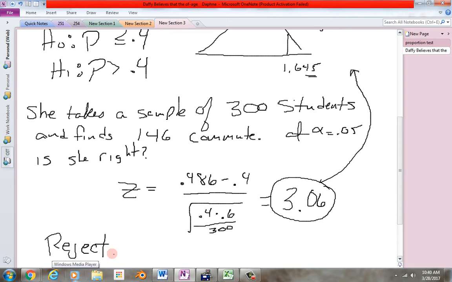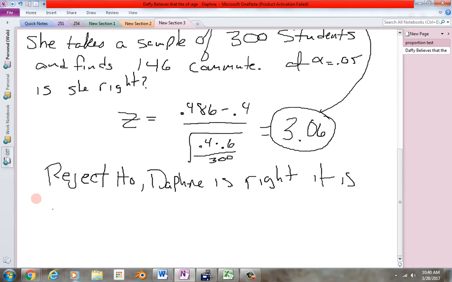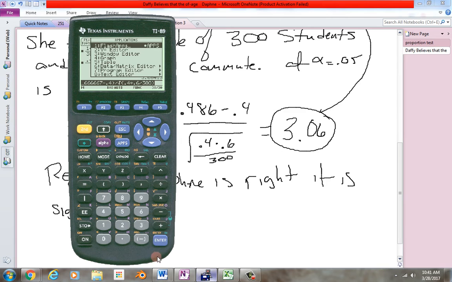Reject H0. Well, Daphne is right. It is significantly higher. Boom. It's great. There's really nothing to this problem that's any different than any other z-score. So in terms of finding the inverse normal and all that, it is exactly the same, whether you use Excel or any of the other products. That part is all the same.